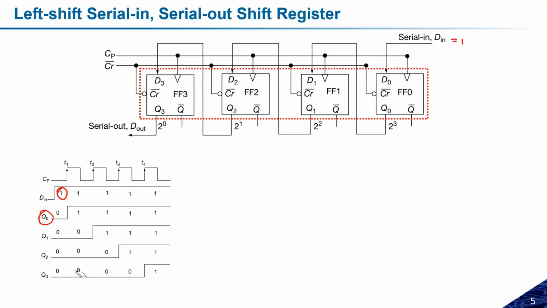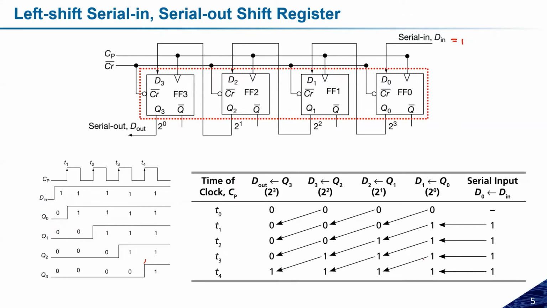So to reflect this input at Q3, you need 4 clock pulses. The 4 clock pulses are needed to take out the data. This is what you should understand, and this is how the timing diagram looks. This is quite easy, not that difficult.